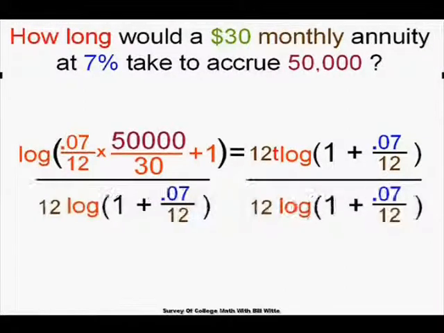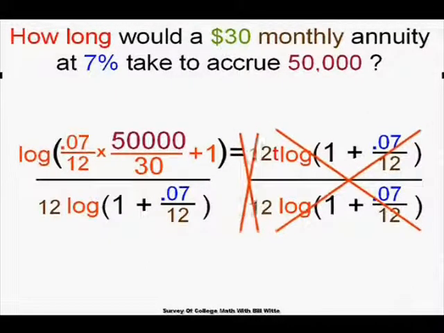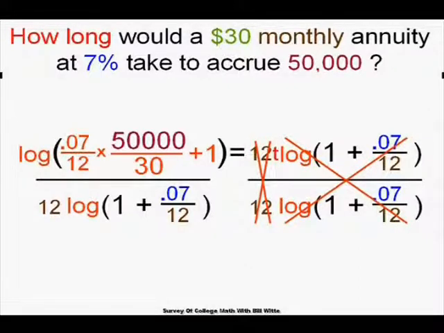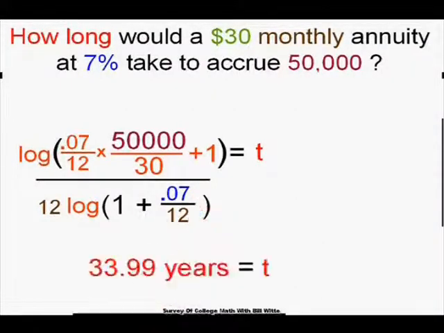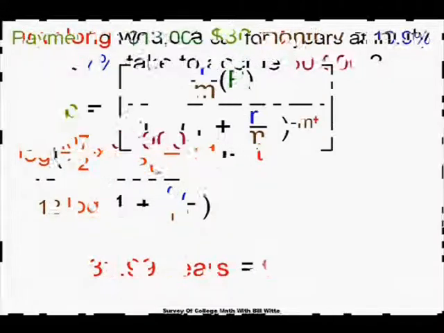Well, let's see. Alrighty then. I can divide by 12 and divide by the log. Got to do it to both sides. I know this is complicated, but your calculator can eat it for breakfast. And you can get time. So remember, to solve for an exponent, we're going to have to know the rules of logs. If we put it in, it comes out to 33.99 years. Got the idea, hopefully.